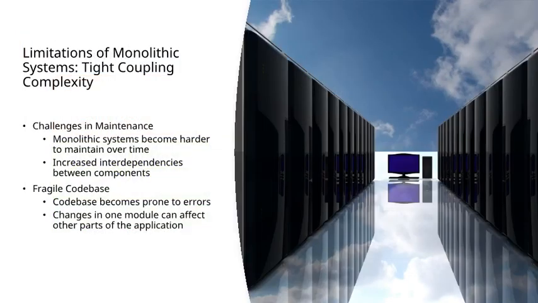Monolithic systems face tight coupling complexity, making maintenance difficult. As features are added, interdependencies grow, leading to a fragile codebase. Changes in one module can impact other parts of the application.